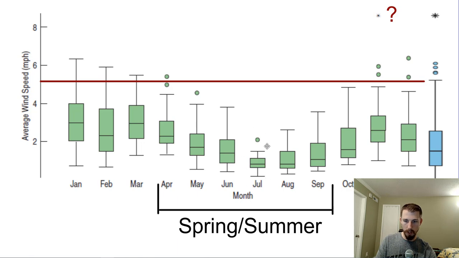Actually, look at July. July might be the most symmetric. We can see the median is slightly closer to the low end, so it might be skewed a little bit to the right, and it does have an outlier, but this one is pretty symmetrical. Looks like March is fairly symmetrical as well.